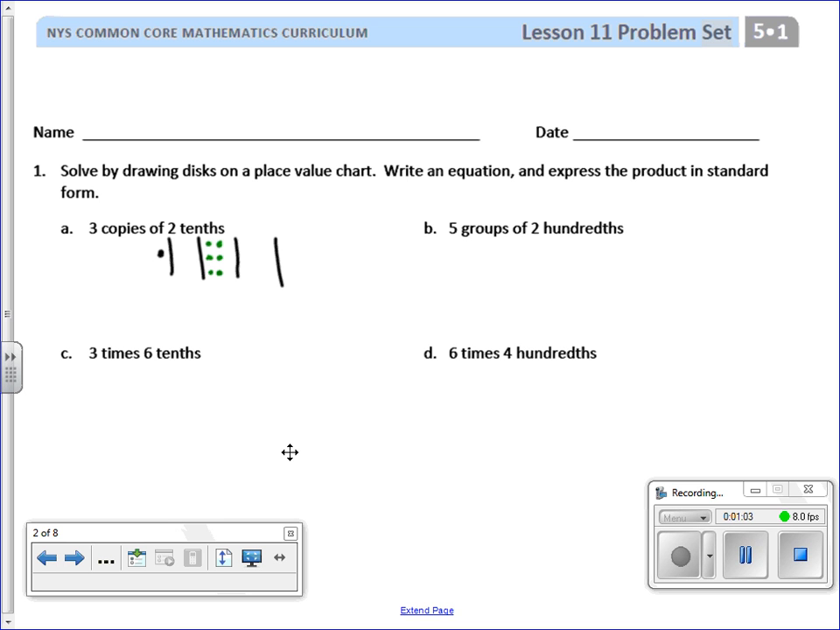And I already made a mistake. I put them in the hundredths. So we need to move those copies over to the tenths. If I have 3 copies of 2 tenths, that's the same as saying 3 times 2 tenths, which equals 2, 4, 6 tenths.